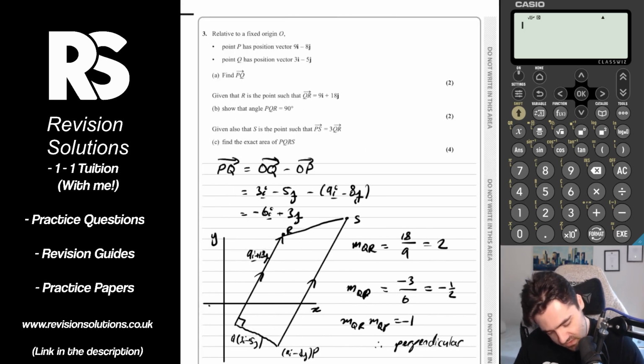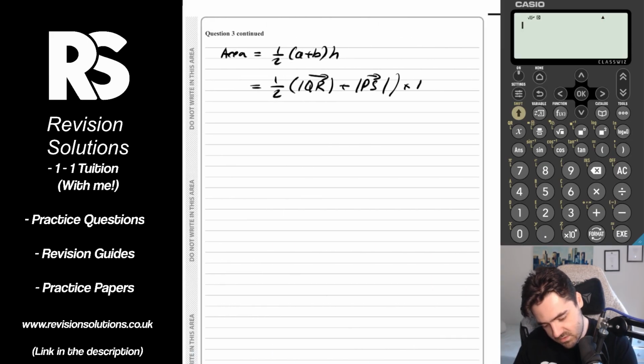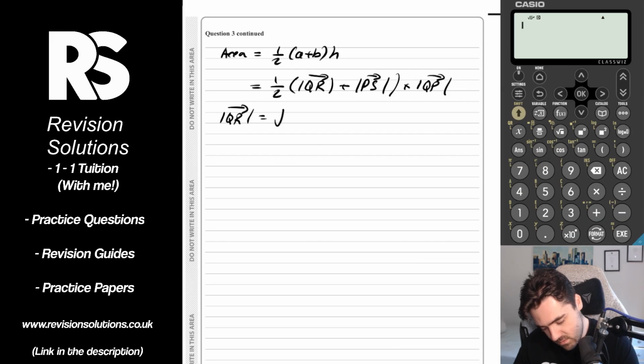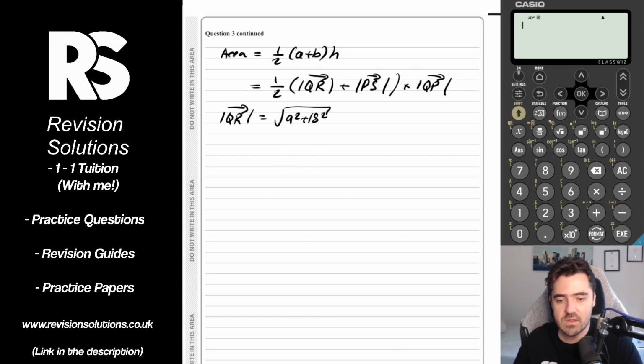And the distance between them is going to be this side here, so from Q to P, so times the magnitude of Q to P. Then we just need to find these magnitudes. So the magnitude of QR is going to be, well, we were given QR is 9i plus 18j. So it's the square root of 9 squared plus 18 squared. We type that in the calculator. That's 9 root 5.